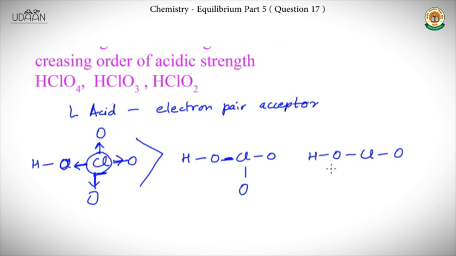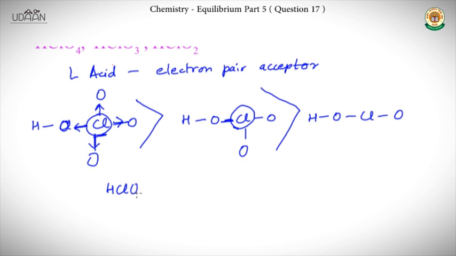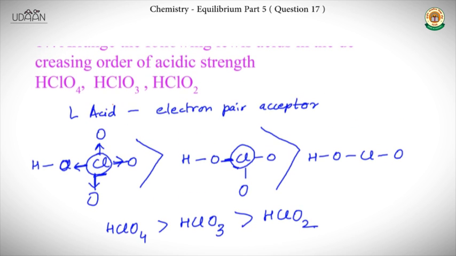Similarly, if you compare these two, then here there are only 2 oxygen atoms. So the chlorine atom in HClO3 will be highly electron deficient as compared to HClO2. So HClO3 will be a stronger Lewis acid than HClO2. So this is the correct order of the decreasing acidic strength according to the Lewis concept. You saw a question on the Lewis acid concept, and you just need to go through this concept and the rules of bonding quite well to do the question. So this was question number 17.